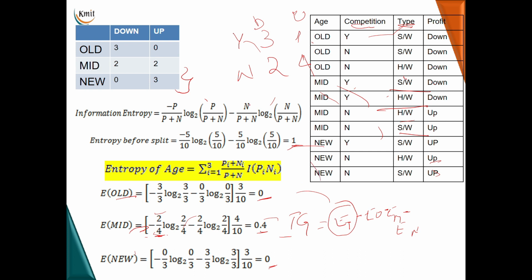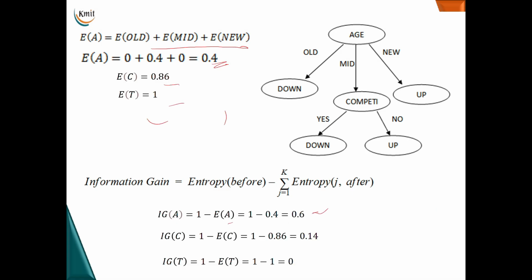Again, for this table, I need to find my entropy with the same formula. With this formula, I need to find the entropy. After finding all that, I have got my competition at 0.86 and I have got my type as 1.